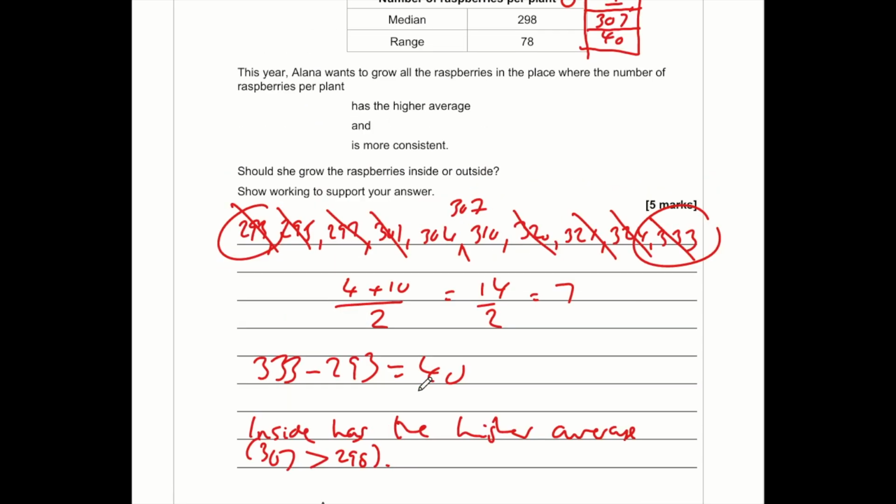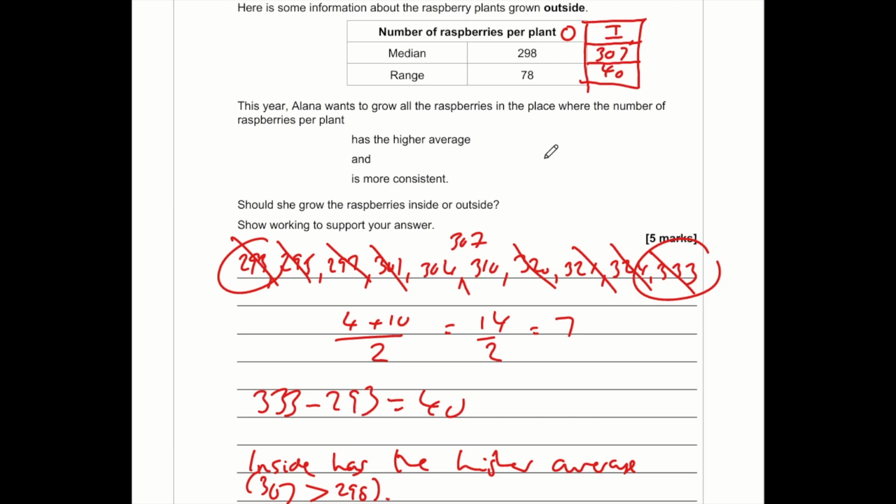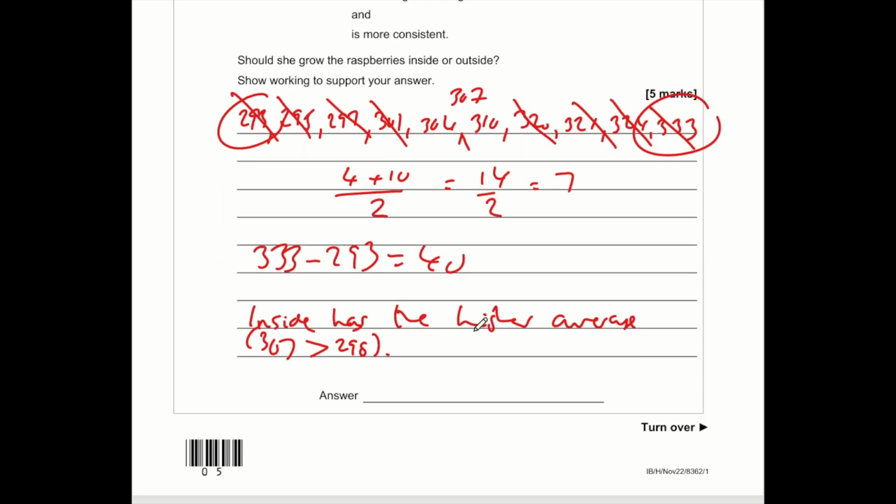And, well, she wants it to be more consistent. Well, it has to be still inside. It can't be winning on median but losing on range. But so here we're comparing the range. So we need to remember that the lower the range, the more consistent. Inside has the higher average and is more consistent as the range is lower. And you might just want to state that it's 40, which is less than, what was the other one? 78. There we go. So the answer is simply inside.